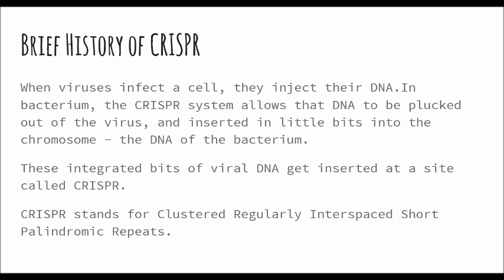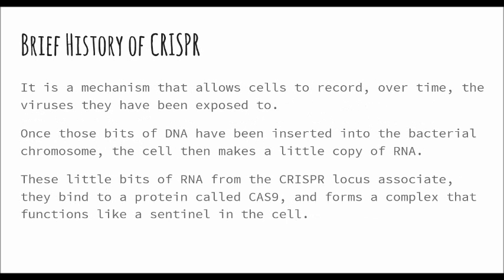When viruses infect a cell, they inject their DNA. In bacterium, the CRISPR system allows that DNA to be plucked out of the virus and inserted in little bits into the chromosome, which is the DNA of the bacterium. These integrated bits of viral DNA get inserted at a site called CRISPR. CRISPR is an acronym which stands for Clustered Regularly Interspaced Short Palindromic Repeats. It is a mechanism that allows cells to record over time the viruses they have been exposed to.